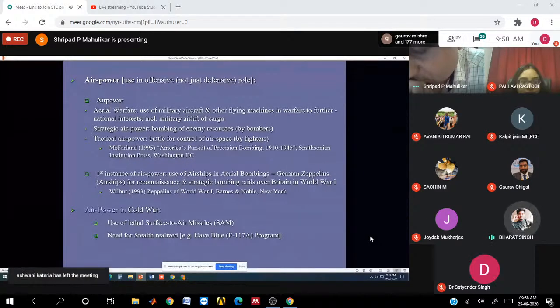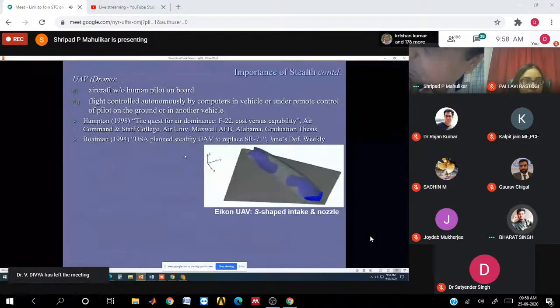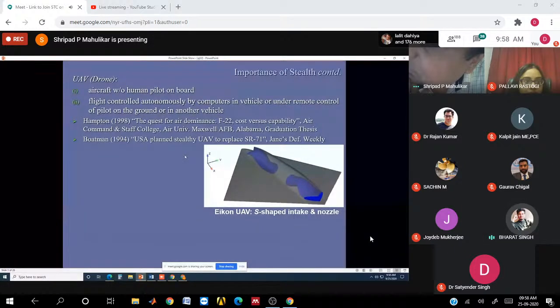Sir, I wanted to ask, in the slide you showed how the engine is used in a stealth mode to hide it from the enemy radar. I wanted to ask if only a certain part of the war machine is covered to hide it from the enemy, or is the whole aircraft designed in a way?